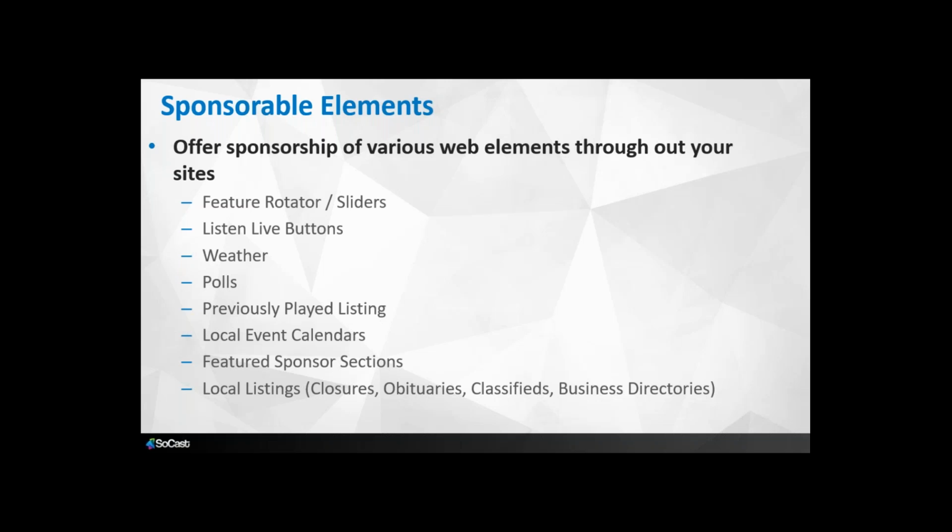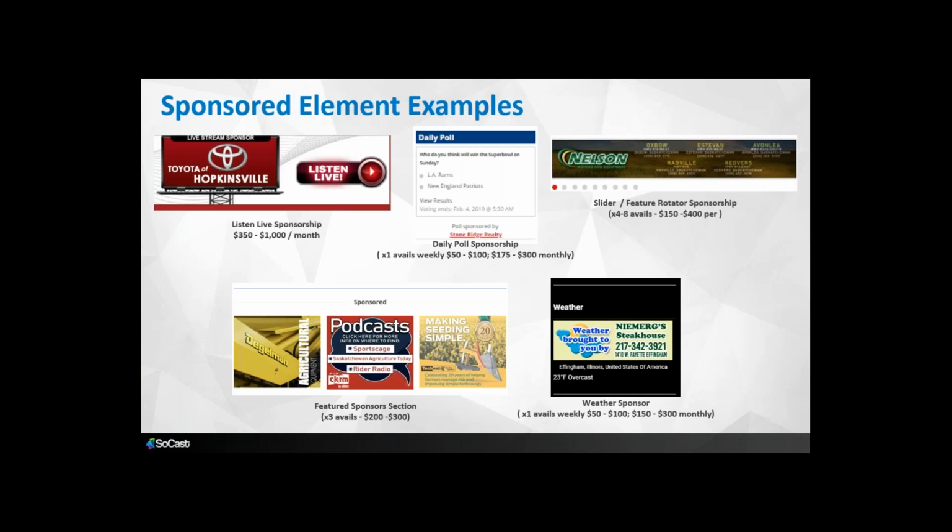And of course, local listings, making sure that you are selling those. If you have a local listing for any school or road closures, obituaries, classifieds, or business directories, you're giving opportunity to a relevant advertiser to sponsor those. And I'll show you some of the treatments. Some of the sponsored elements we've seen from partners, again, the Listen Live sponsorship, a wide range, selling for between $350 and $1,000 per month, depending on the market.